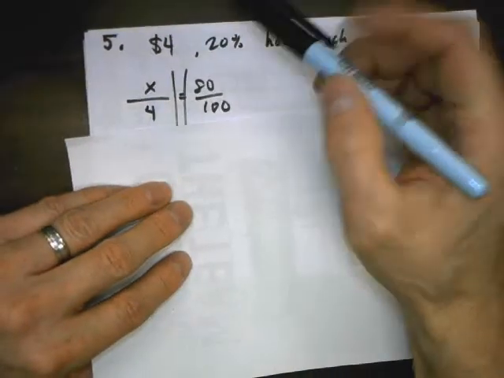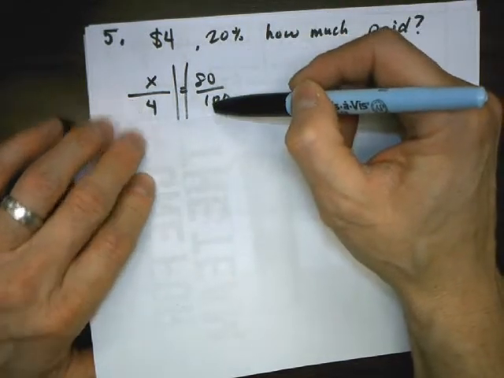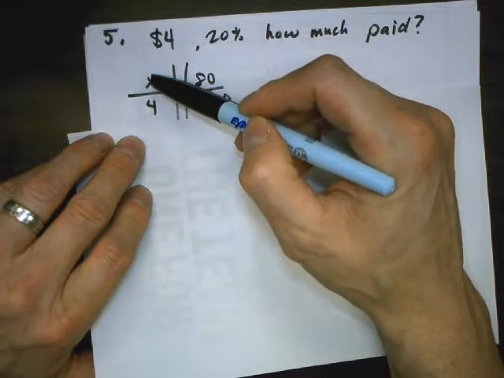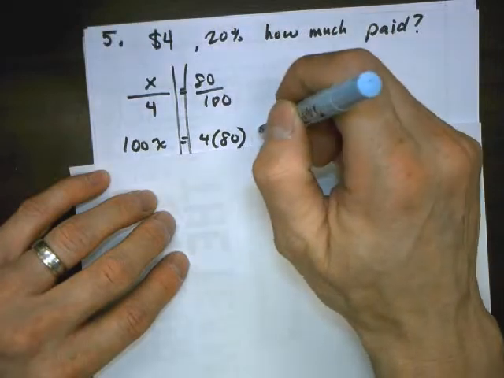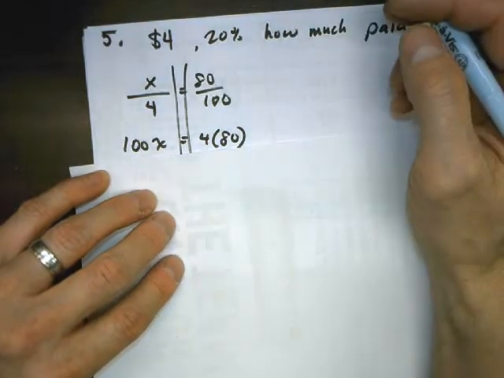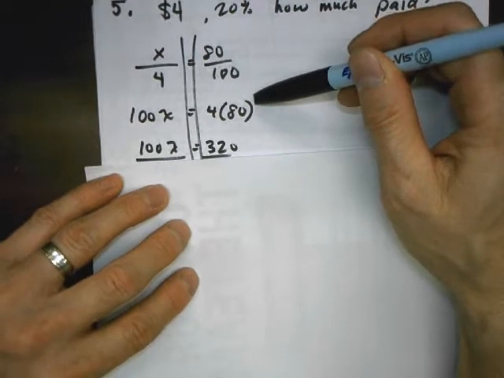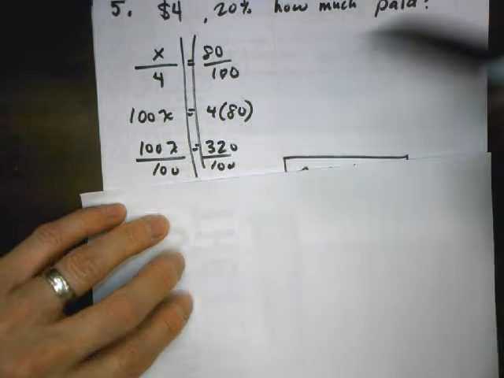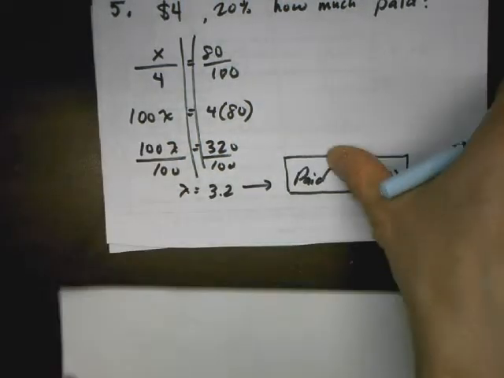So we'll deal with the percent. 80% of 4 means I use percent proportion. Percent over 100 is over of. What is 80% of 4? So I cross multiply 4 times 80 and 100 times x. 4 times 80 is 320. Divide both sides by the number in front of x. Dividing by 100 means move the decimal 2 times. I'm going to pay $3.20 if it's 20% off.